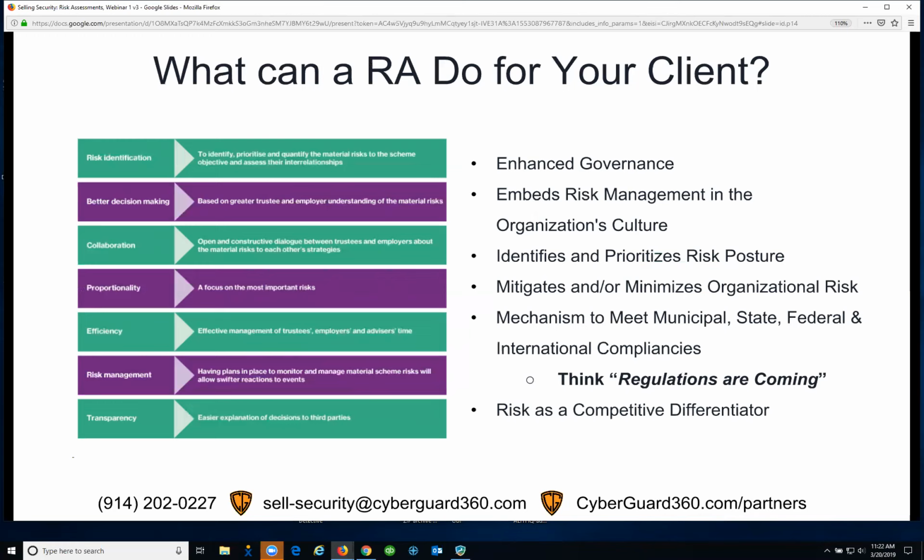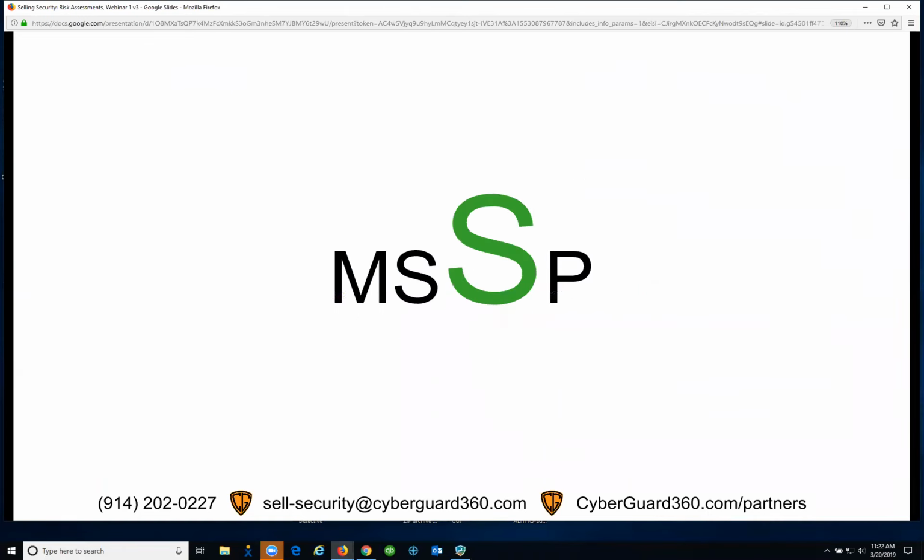A good risk assessment, a NIST-based risk assessment, tells them where. And the key to this is not being an MSP, because again, MSPs are traditionally thought of as the four corners of the technology envelope. You become an MSSP. And that large S in green is because that's where the money is.